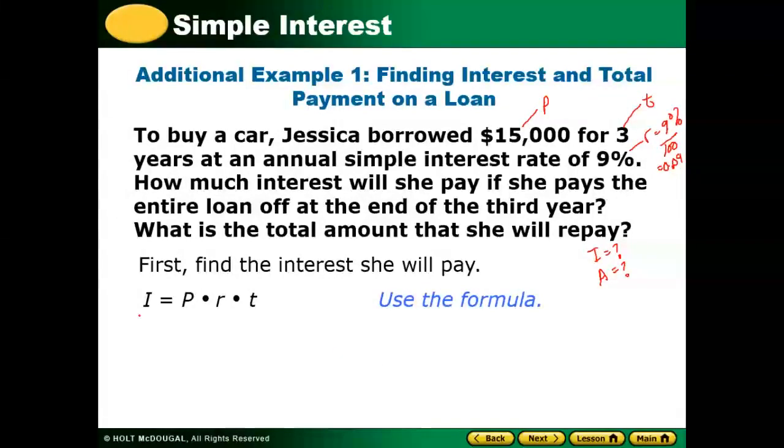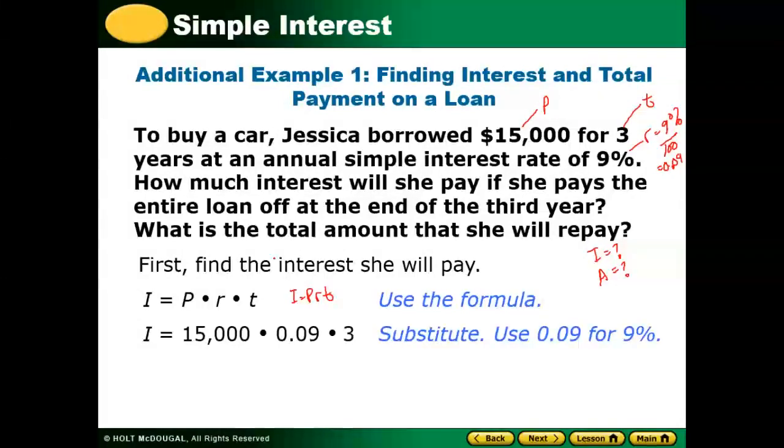So I equals PRT is the formula we're going to use. These little dots indicate multiplication, but usually it's just written like I equals PRT. All of these touching indicate multiplication. We talked about that 15,000 was my principal, so I put that in for P. My rate, I converted to a decimal. It was given as 9%, but we divided by 100, which gave me 0.09. And our time was already in years, so we used just 3. We're just going to plug those into our calculator, and we get 4,050. So our interest paid on that loan for 3 years at 9% would be $4,050. Doesn't seem like you should be paying that much, but you are.